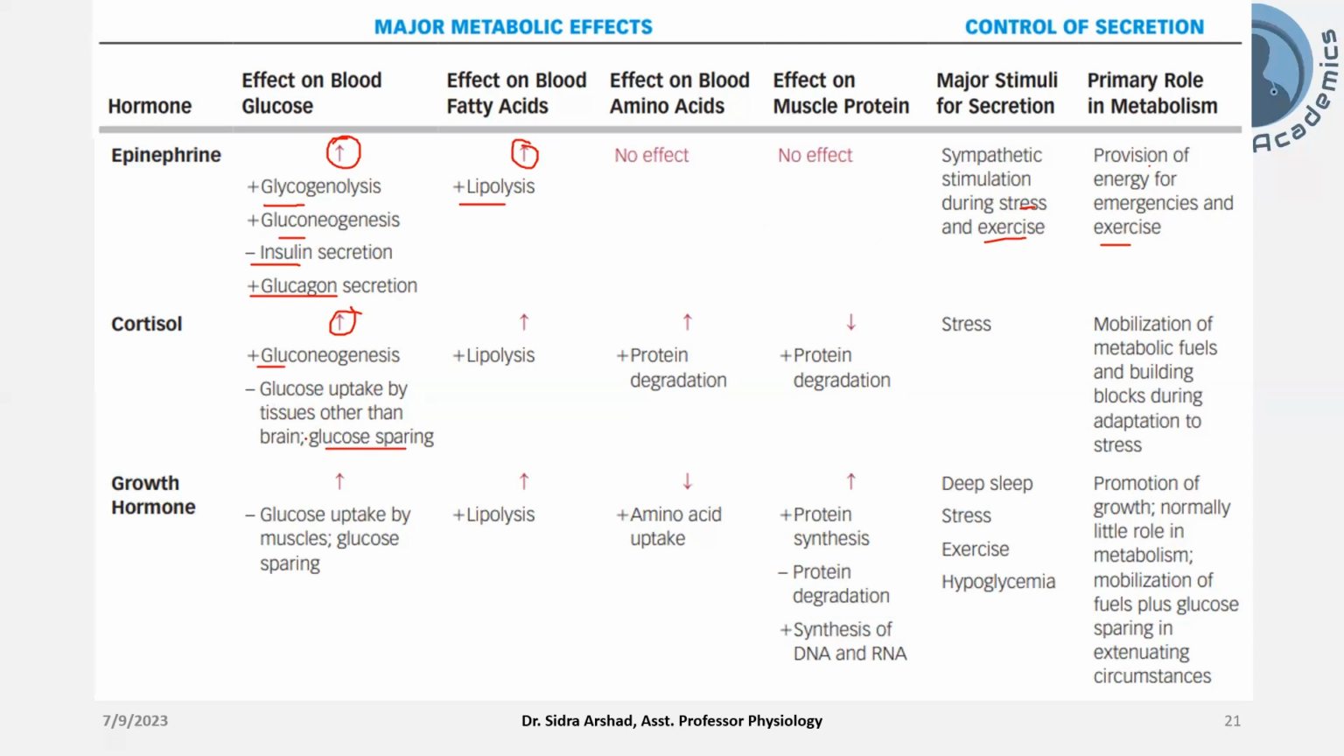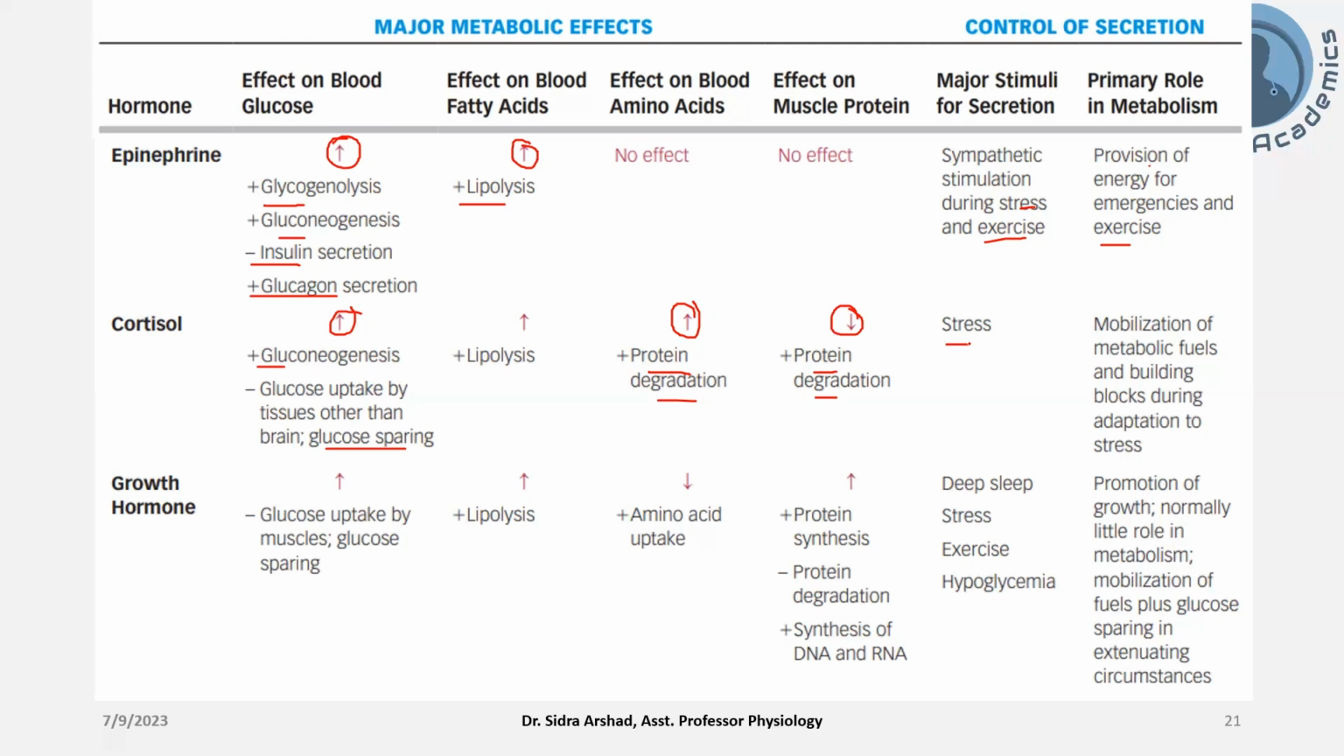But it does not have that effect on the brain, because the brain cannot work without glucose. It also promotes lipolysis so that fatty acid levels are increased, and it also brings about protein degradation. So cortisol has an effect on protein. It is causing protein degradation, because of which there is an increase in blood amino acid levels. It also degrades muscle protein, because of which there is decreased muscle protein, which is seen especially in hypercortisolism.